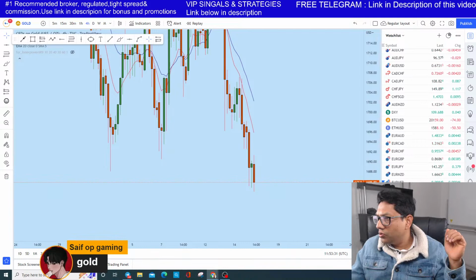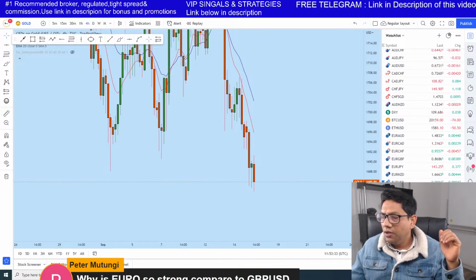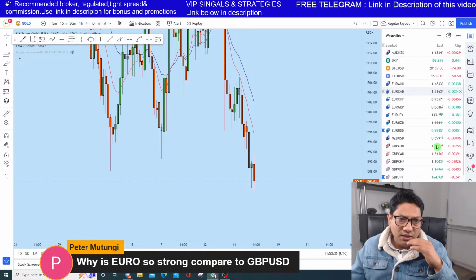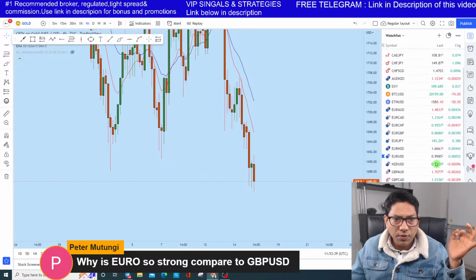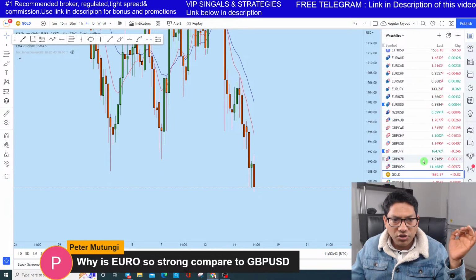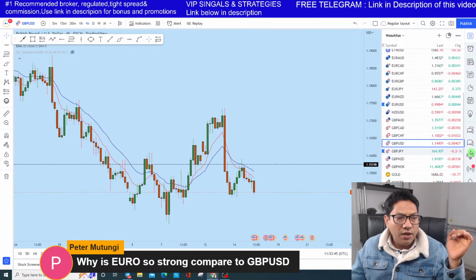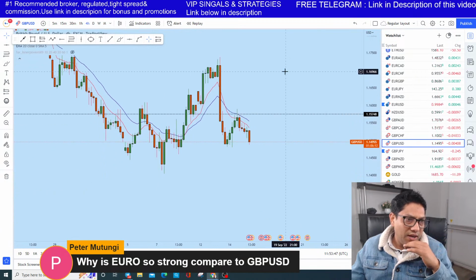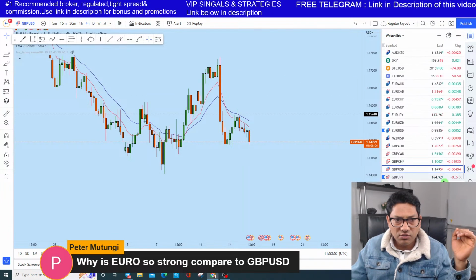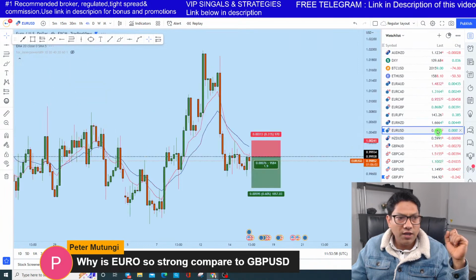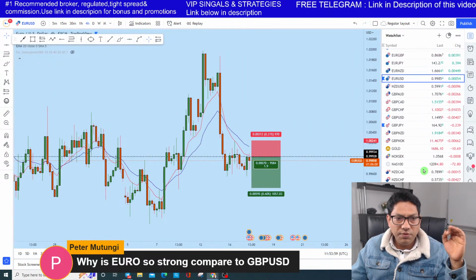Why is the euro so strong compared to GBP? Yeah, sometimes GBP is dropping strongly, isn't it? The euro had a drop, but GBP had a big drop. It really depends. GBP is comparatively weaker than the euro these days. Sometimes you see the euro getting weaker, sometimes GBP getting weaker.